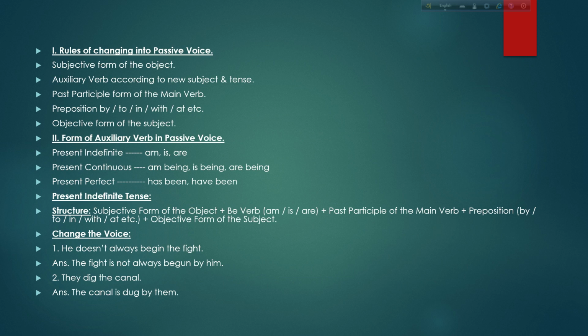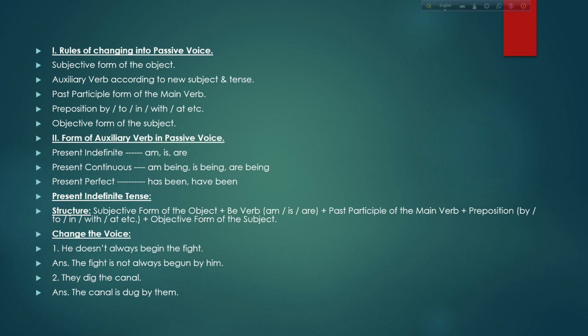So here are the rules of changing into passive voice. 5 things we have to do at the same time to change active to passive. So the subjective form of the object should come first, then the auxiliary verb should be placed according to the new subject and tense. Then the main verb, the past participle form of the main verb, should come, and after that a preposition, generally by, comes, otherwise to, in, with, at may come, and last part, the objective form of the subject.